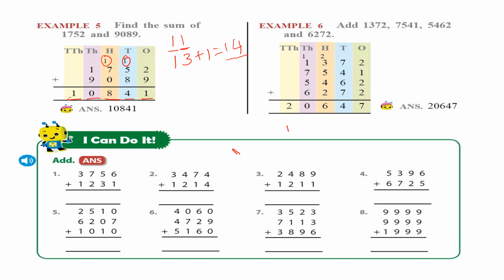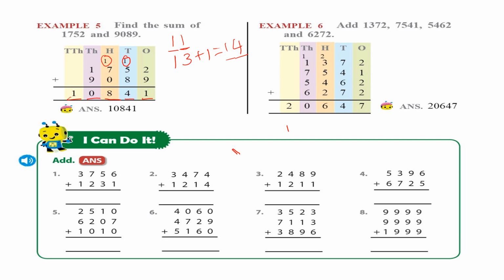That is 1,372, 7,541, 5,462, 6,272. First, we have to start adding from ones place. In ones place, we have 2 plus 2 plus 1 plus 2. 2 plus 2 is 4. With that, you have to add 1. 4 plus 1 is 5. With that, you have to add 2. 5 plus 2 is 7. Right? There is no carryover. So you write 7 as it is.